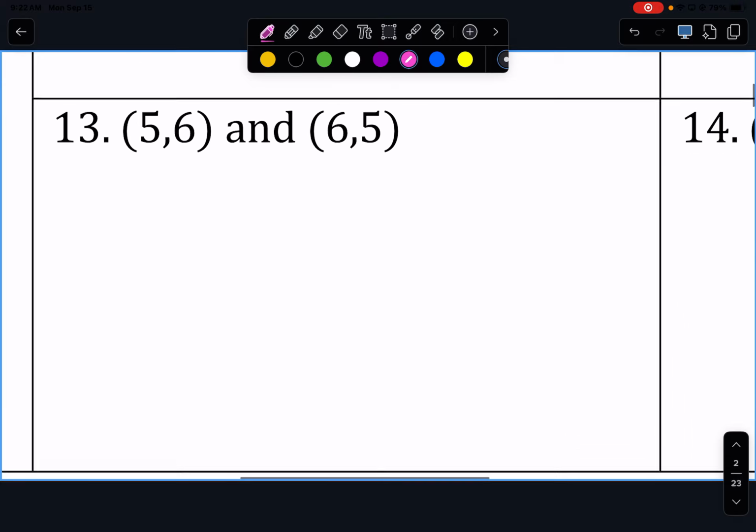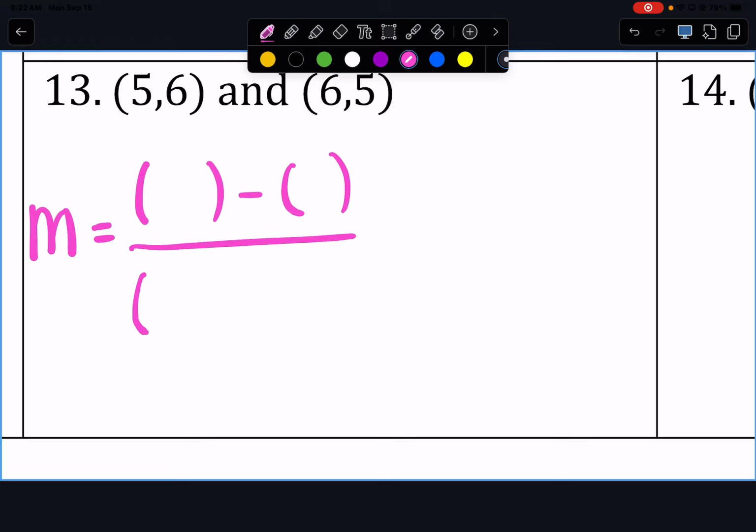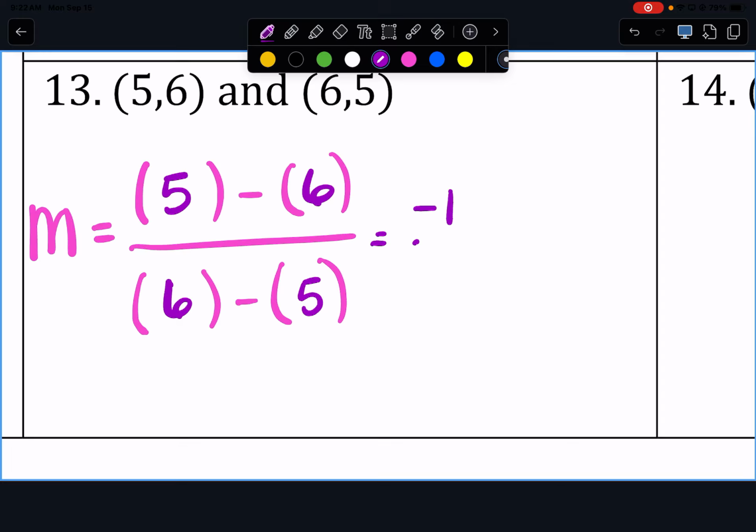So for 13, we're going to set this one up. So we're going to have y2 minus y1 over x2 minus x1. So what should my numerator be? 5 minus 6 over 6 minus 6. What is 5 minus 6? What is 6 minus 5? 1. Okay, how would I also write -1 over 1? -1.